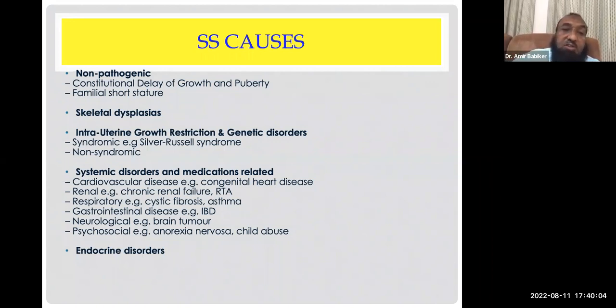Skeletal dysplasia, so this is also bony problems. So this is one of the pathological causes. Intrauterine growth restriction or retardation and genetic disorders. So like in Russell-Silver syndrome, in patients with something called triple M syndrome, different causes of IUGR can result in short stature, or sometimes called small for gestational age.